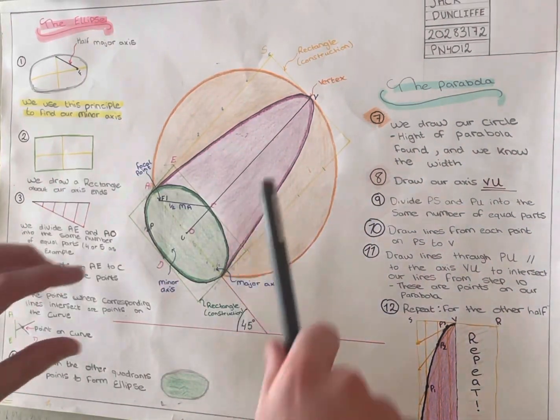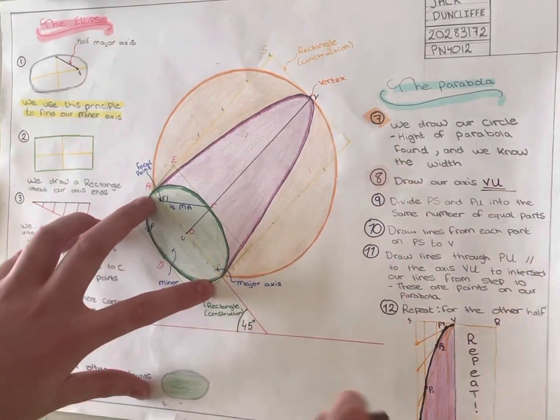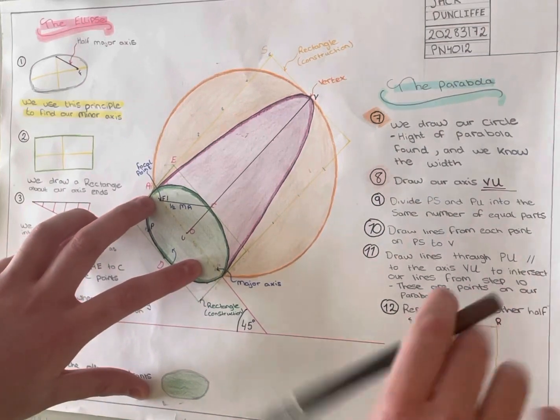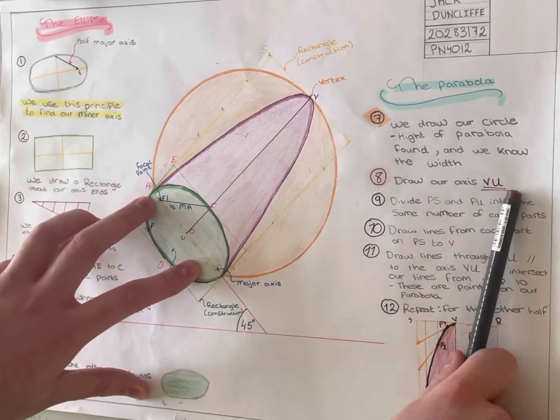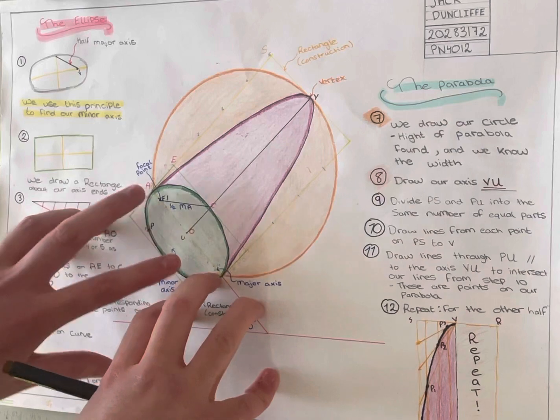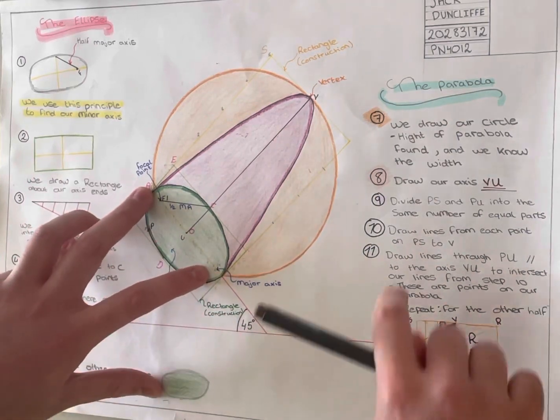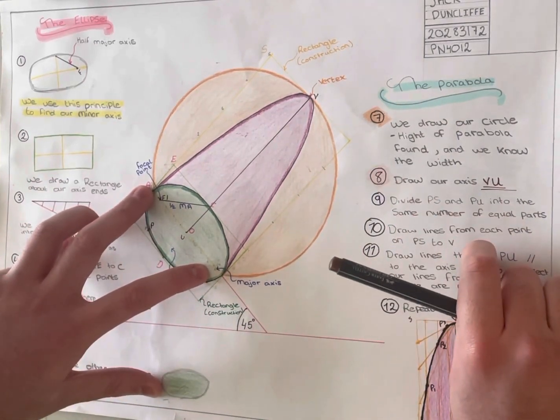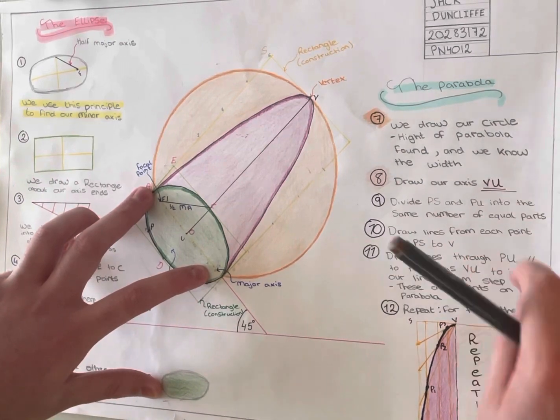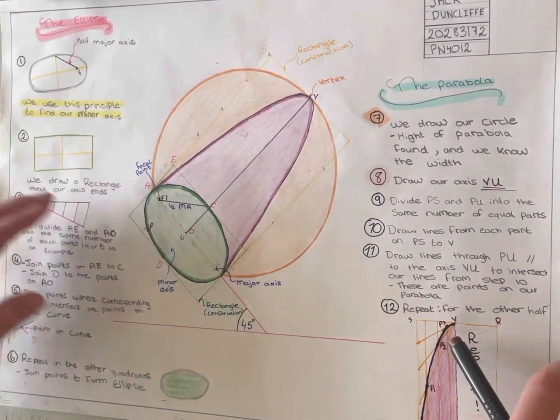We can then use the vertex of our circle and the width of our ellipse to draw our parabola. We then draw our axis VU when we bisect our major axis. We divide PS and PU into the same number of equal parts. We then draw lines from each point on PS to V.